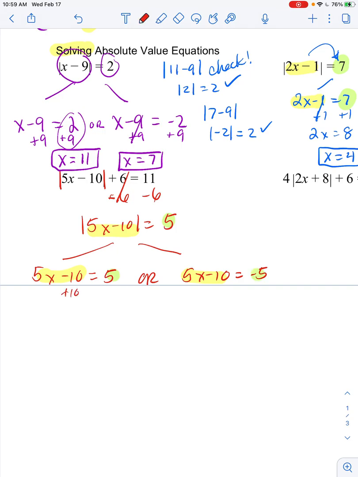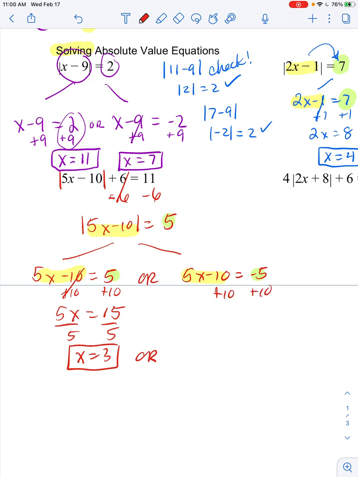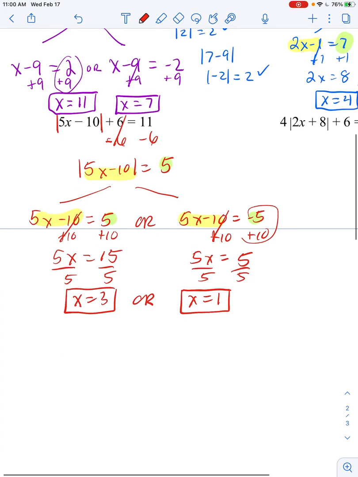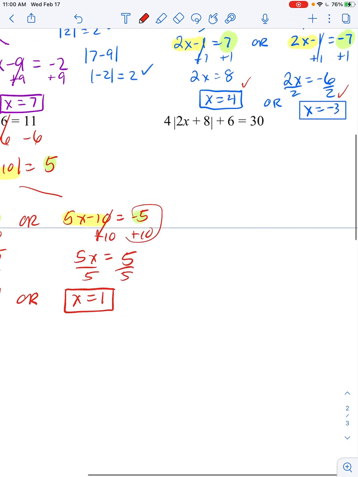So I start solving each equation. Add my 10, divide by 5. 3 is one of my possibilities, or go ahead and start over here. You're going to be doing a lot of the same steps. This is going to combine to give me a 5. So dividing by 5 on this part, I get a 1. All right. And if I needed to or wanted to, I can go back and check those answers.